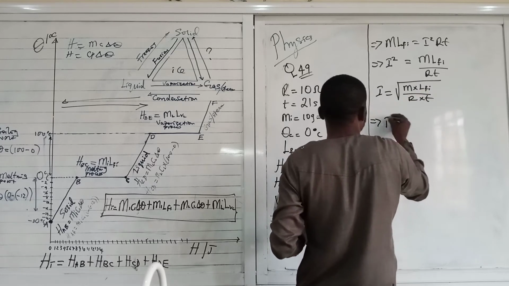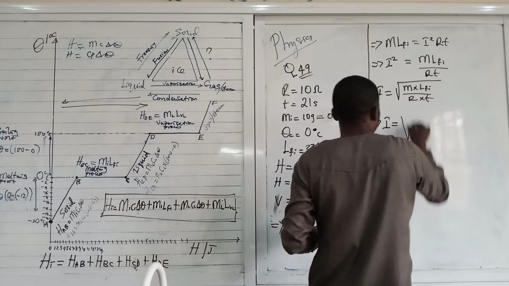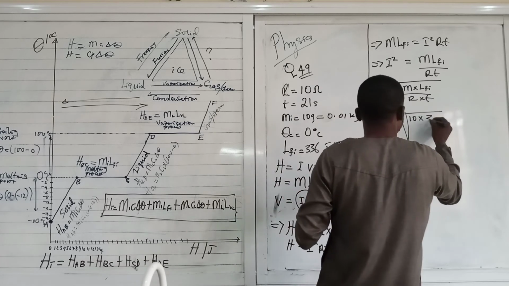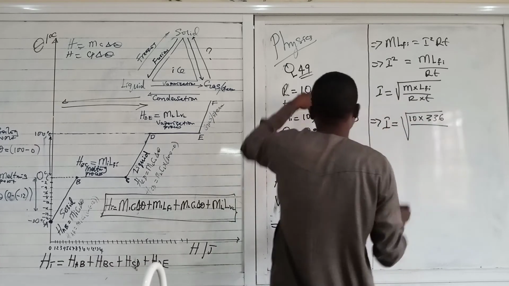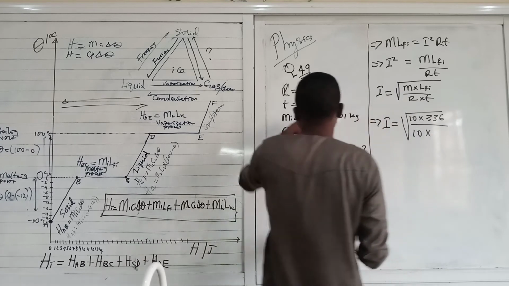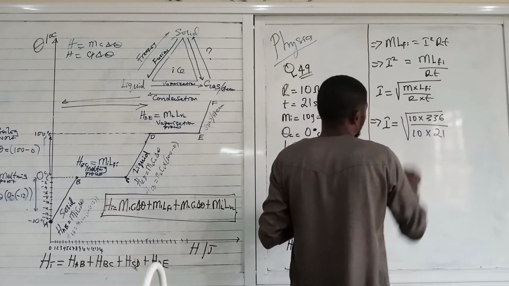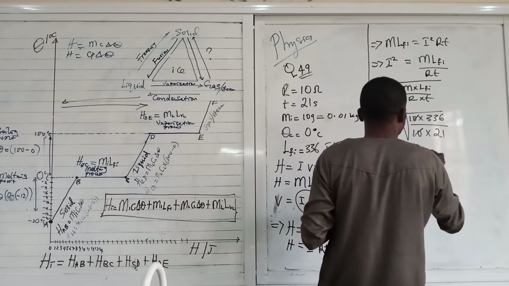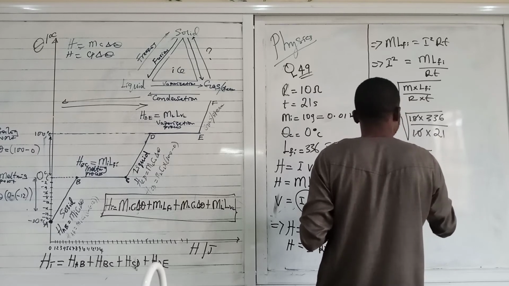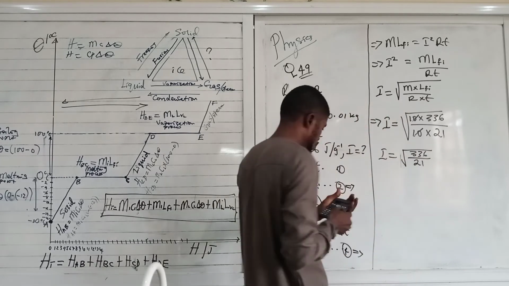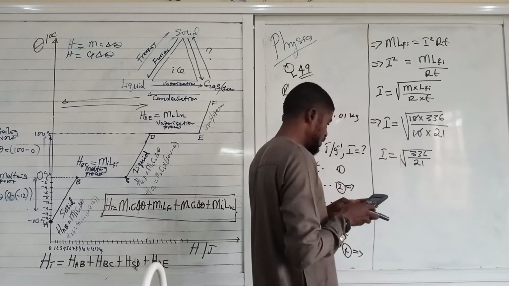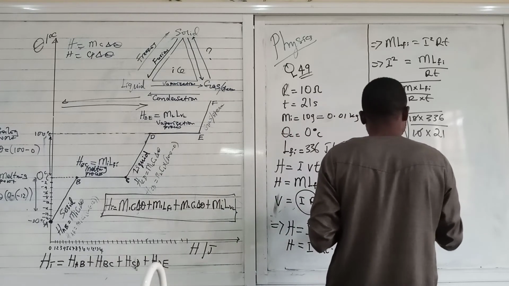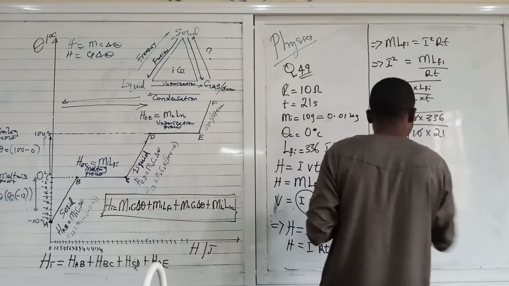So this implies that our I is equal to the root of the mass. We have 10 times 336 divided by 10 times 21. So your I is given as the root of 336 divided by 21. If you do that, you have root 16. Root 16 will give you 4.